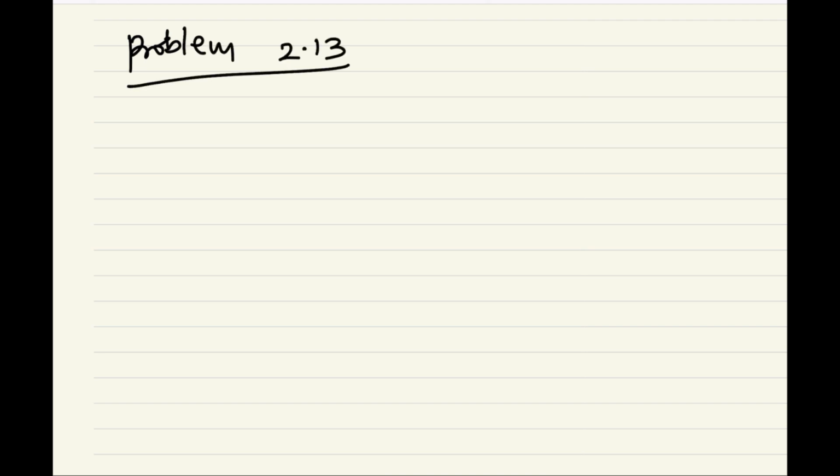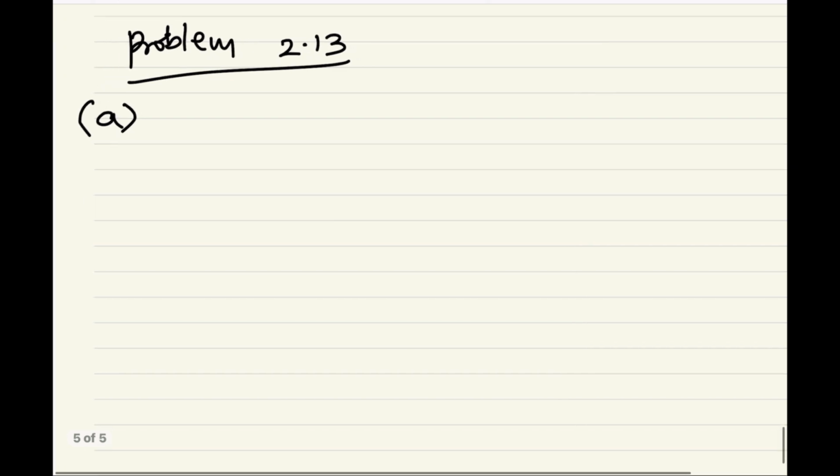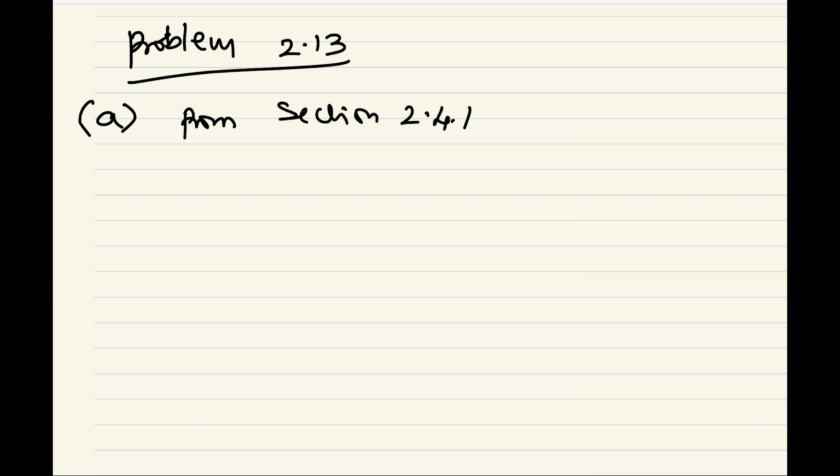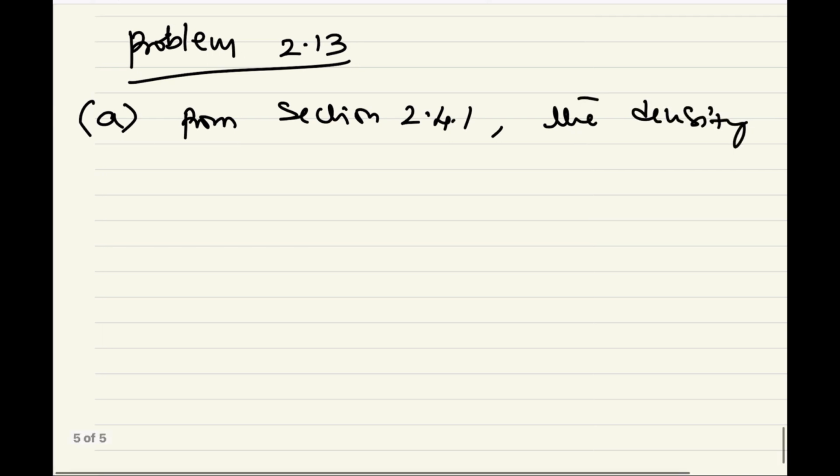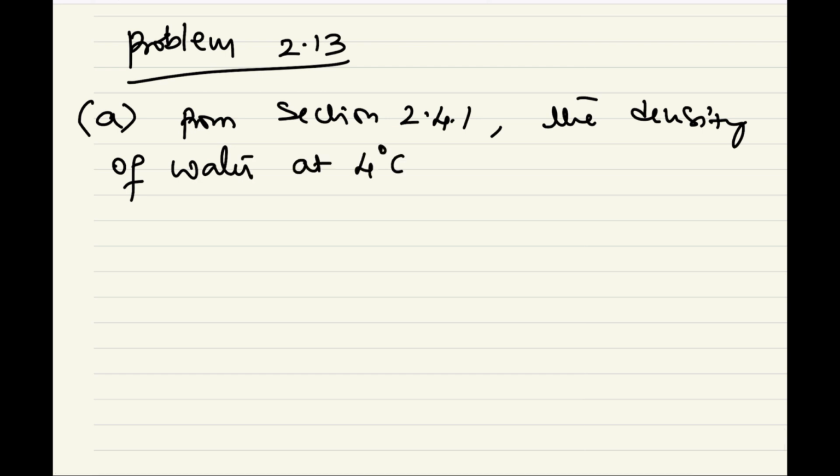Problem 2.13. So let us solve the sub question A. We fetch some data, then we move to solving sub question 1. Okay, so if you go to section 2.4.1, we know the density of water at 4 degrees centigrade is 1 gram per cc, that is 1 gram per centimeter cube.